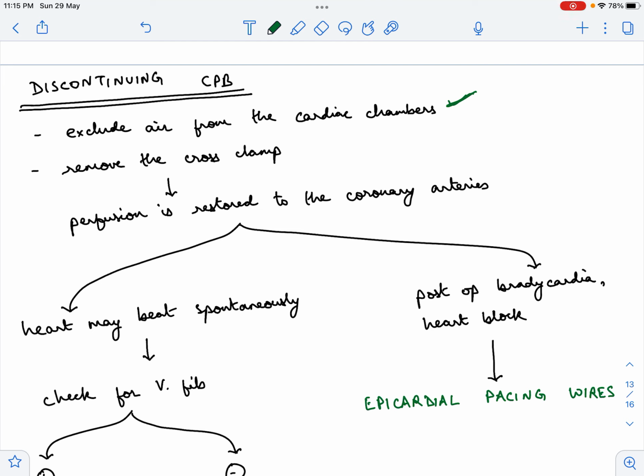Now after you excluded air from the cardiac chamber, blood from the heart can go back into the systemic circulation. So you do not need the heart to be isolated anymore. So you remove the cross clamp, and once you remove the cross clamp, perfusion is restored to the coronary arteries. So if you remember, we have applied the cross clamp at the aortic root, and the origin of the coronary arteries are blocked. So the heart becomes isolated. Now once you remove the clamp, blood is flowing again from the root of the aorta via the coronary arteries into the heart.